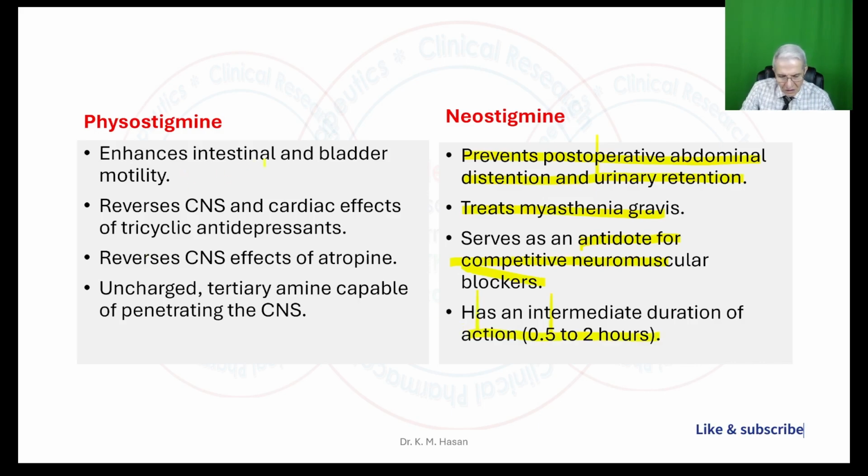Physostigmine is the same: it enhances intestinal and bladder motility, a similar effect. Now, physostigmine reverses the central nervous system and cardiac effects of tricyclic antidepressants. Physostigmine reverses the central nervous system effect of atropine. So when you have an effect on the brain from atropine, we use physostigmine to overcome it. Physostigmine is uncharged and able to cross the blood-brain barrier.